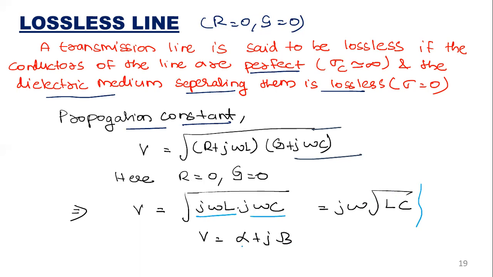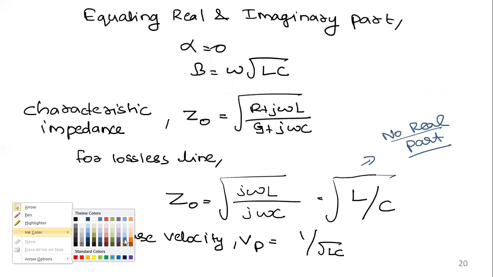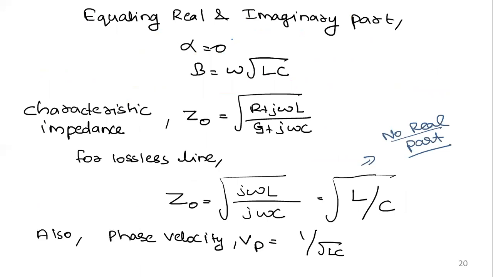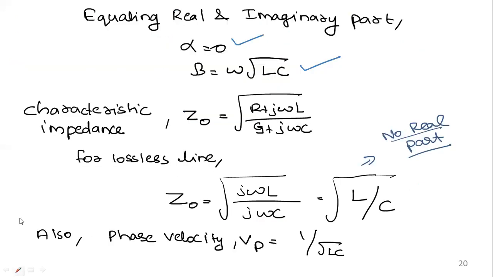So gamma is equal to alpha plus j beta. By comparing the real and imaginary parts, we can say alpha is equal to 0 and beta is equal to omega into root LC for a lossless line, right? Because how did you get that? Gamma is equal to j omega root of LC, but we know that gamma is equal to alpha plus j beta, comparing, alpha equal to 0, beta is equal to omega into root LC. Okay, so that much we got. Very important result, because we will be solving a lot of numerical problems going ahead.